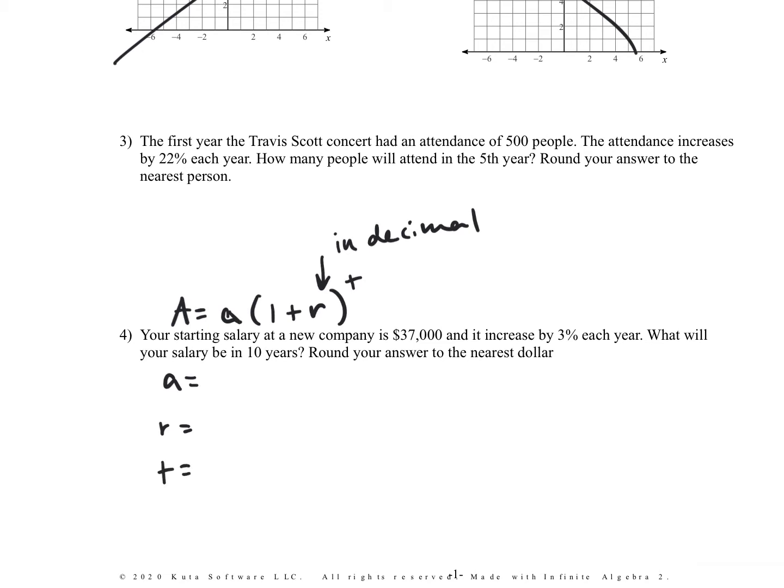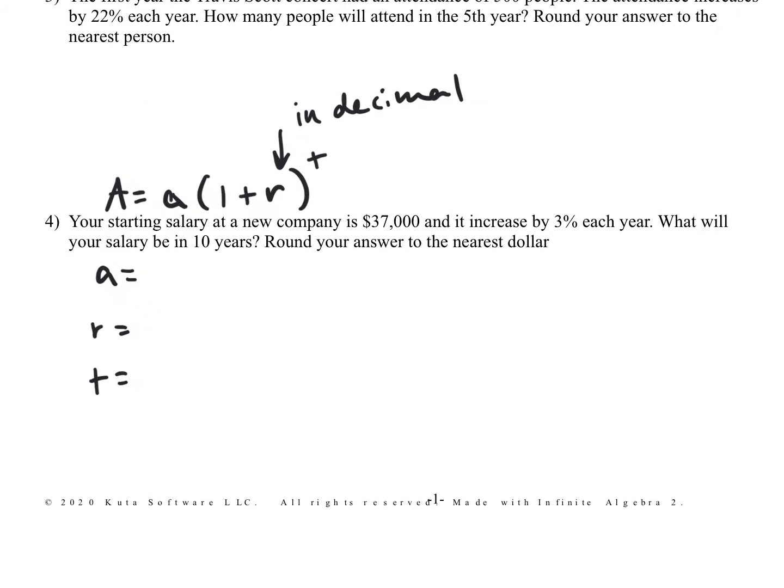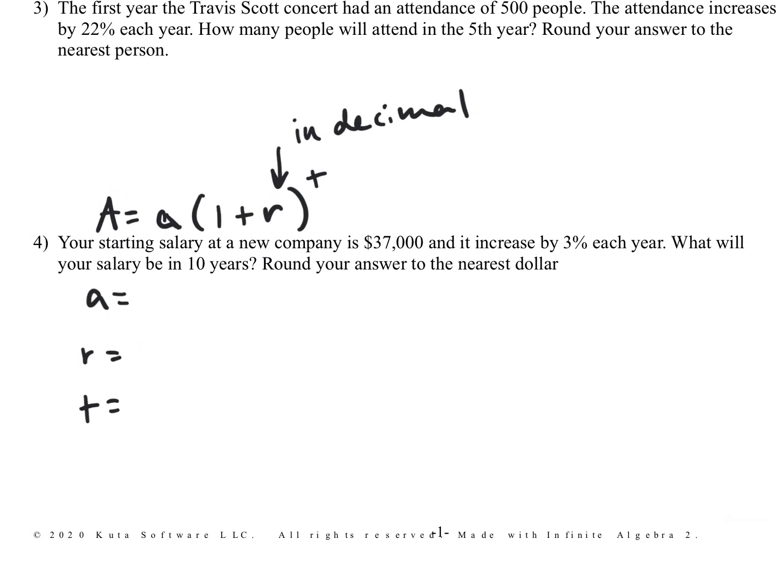So your starting salary at a new company is $37,000 and it increases by 3% each year. What will your salary be in 10 years? Round your answer to the nearest dollar. So what is our starting amount? $37,000. What is our rate? Awesome, 0.03. We take 3% and move our decimal 2 places this way, so 0.03. And then what's our time? 10. So plug everything in.